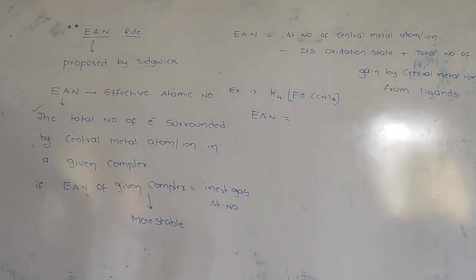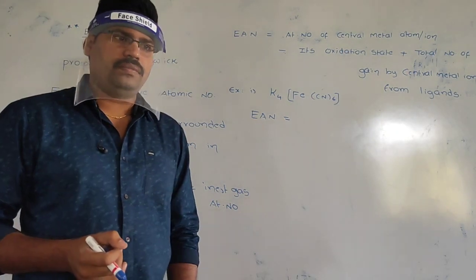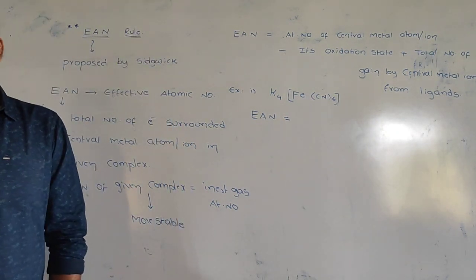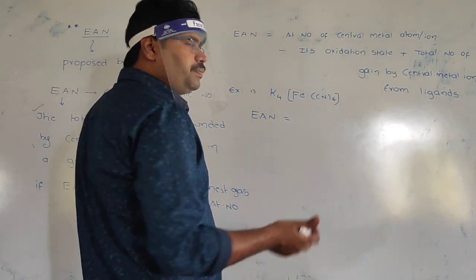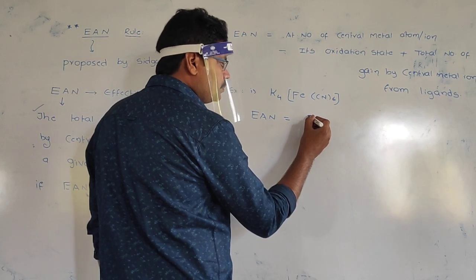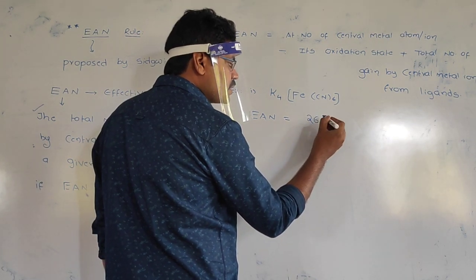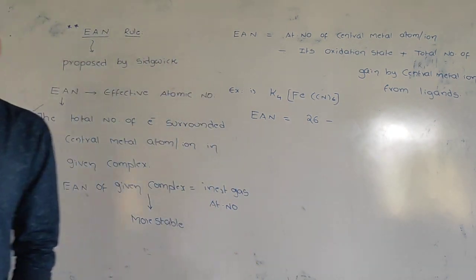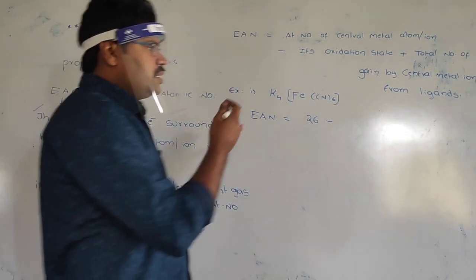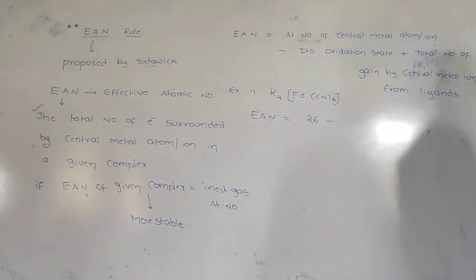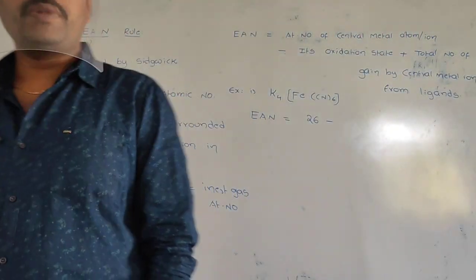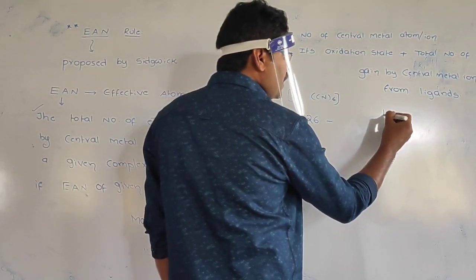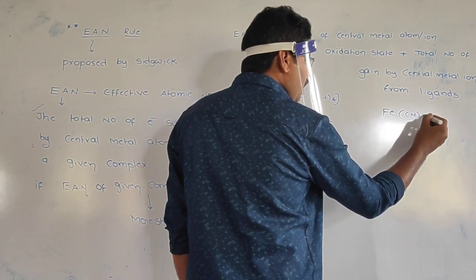When we look at the formula, what is going on? Atomic number of the central metal atom or ion. What is the central metal atom or ion in this particular complex? I think iron. What is its atomic number? Iron atomic number 26, minus its oxidation state in that complex. What is the oxidation state of iron? +2, absolutely.